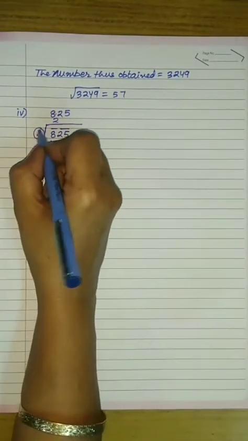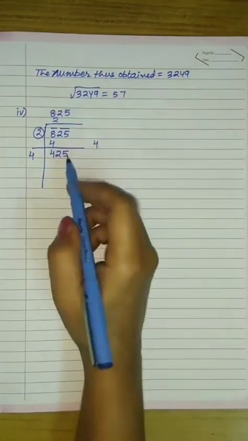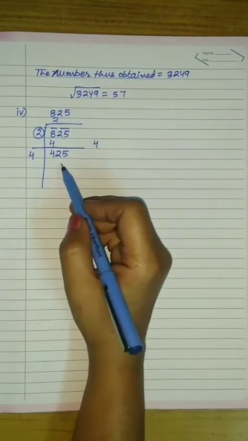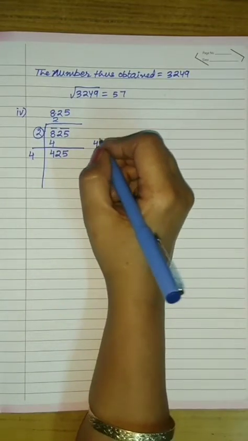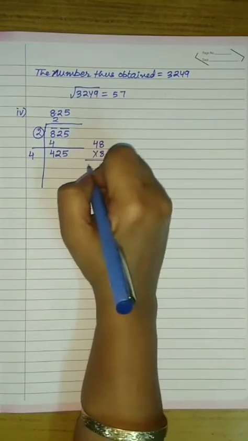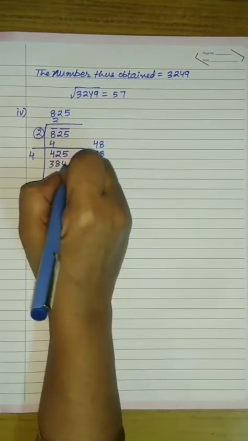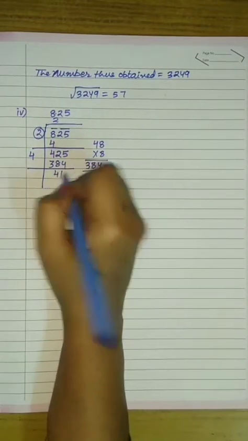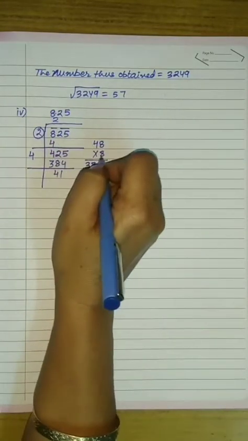So double this number, that is 2. 2 2s are 4. After 4 we have to write a number which is equal to this dividend, but the number given is not a perfect square, so we will not find a number equal to the dividend. So we will get a number less than the dividend. So we will multiply 48 into 8 and we got 384. So when we subtract 384 from 425, we will get 41 as the remainder.